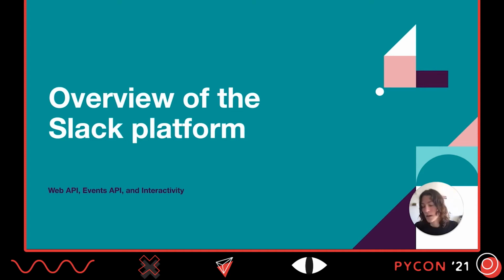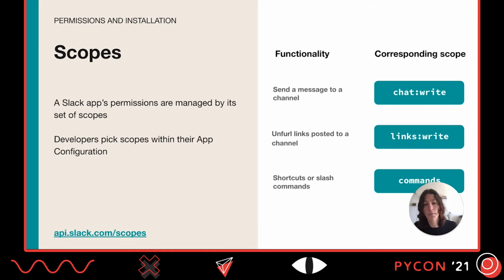So the platform is composed of a lot of different APIs and different features that you can subscribe to based on your app's core functionality. And the permission model for Slack apps is built around a concept called scopes. And scopes are tied to specific pieces of features and functionality that your app needs. For example, chat write scope is necessary for listening to messages or sending messages inside of a channel. And the command scope is used for features like shortcuts and slash commands.